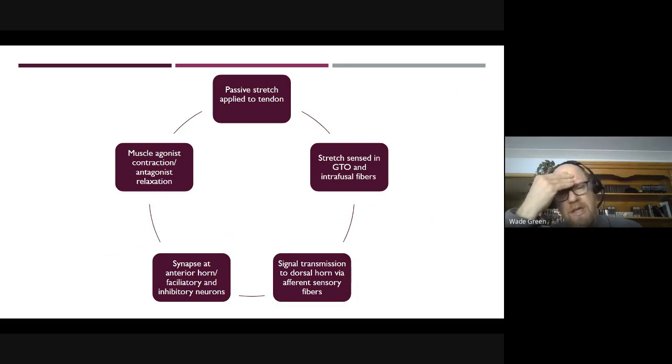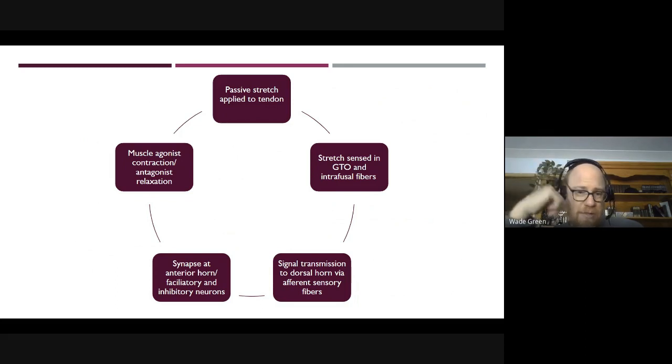Now to review, guys, and like I said, I know that I'm zipping through this. With our reflexes, using a hammer, we apply a passive stretch to the tendon. The GTO inside of the tendon and the interfacial fibers inside of a muscle, their job is to detect changes in length. They detect that change and transmit a signal to the dorsal horn of the spinal cord to facilitate contraction of the muscle to stop the lengthening, to avoid damage to the muscle and the tendon.